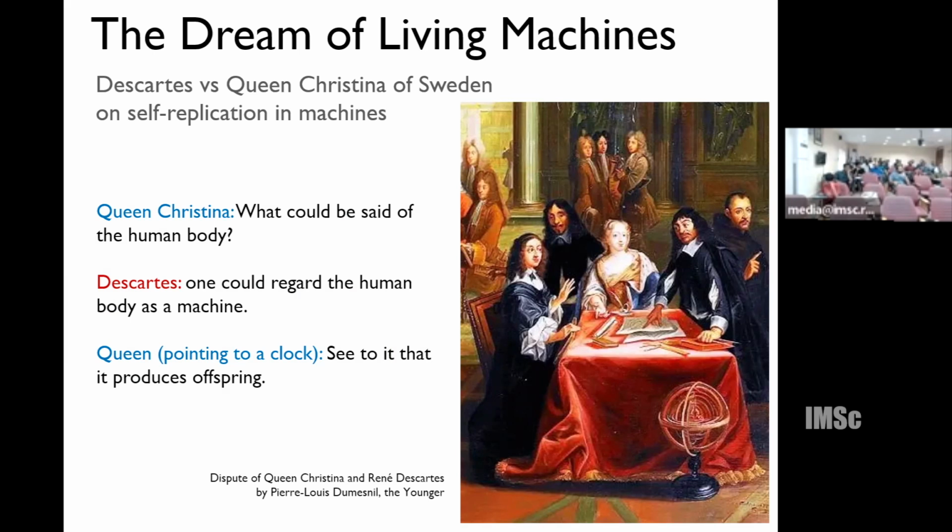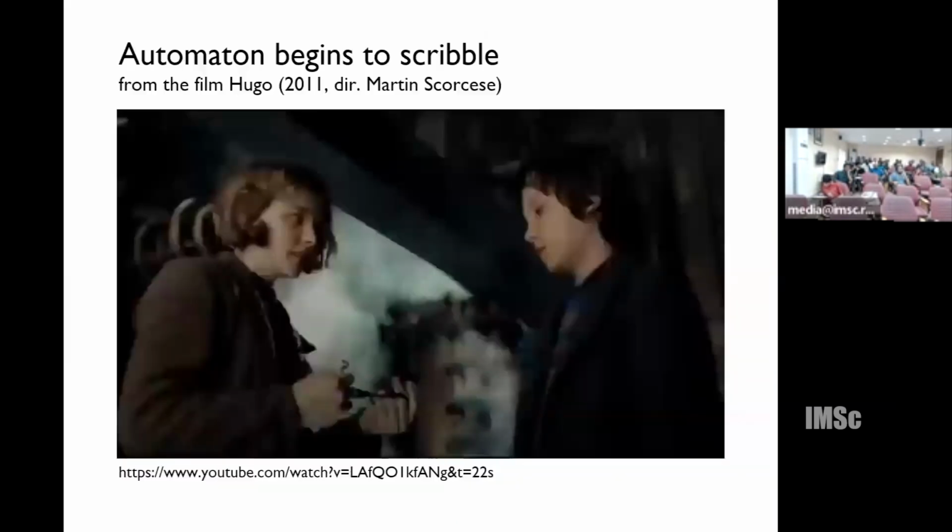It is said that Queen Christina once asked Descartes, "What could you say of the human body?" And Descartes said that one would regard the human body as a machine. The Queen apparently pointed to a clock and said, "See to it that it produces an offspring," leaving Descartes in a tizzy. But the dream of producing machines has a pretty technological angle to it also.